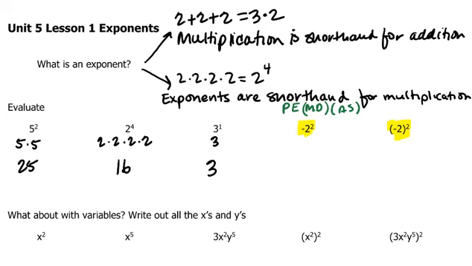Another way you could look at this is when you make something negative, really what you're doing is multiplying by negative 1. So you have negative 1 times 2 squared, which is 2 times 2, which is negative 4. Over here you have negative 2 times negative 2, because you're squaring negative 2, and that's going to be positive 4.